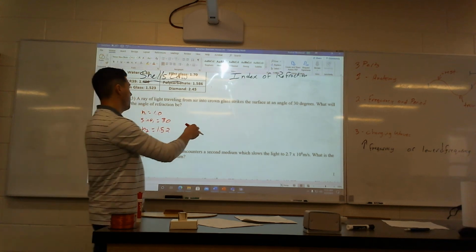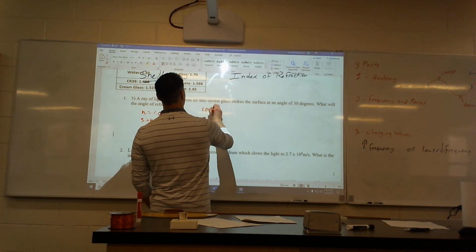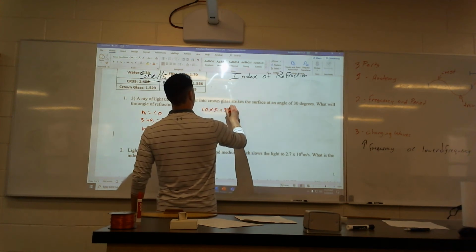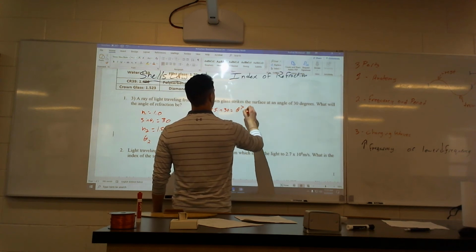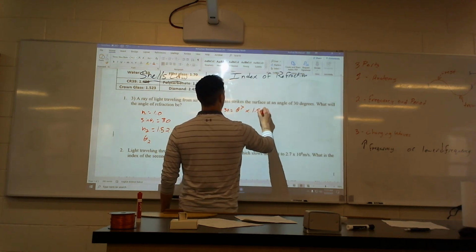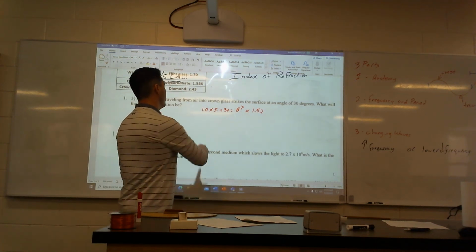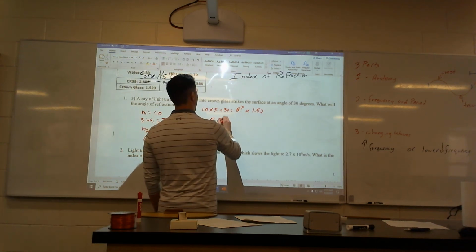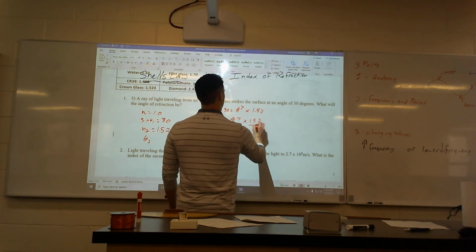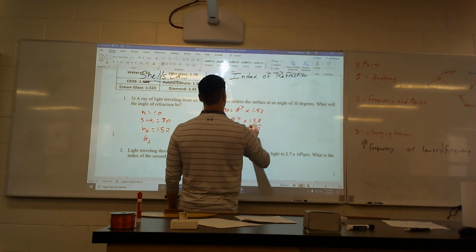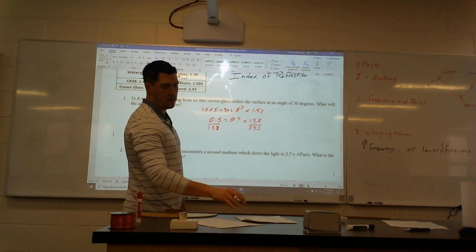So let's set this up. Again, n1 sine theta 1, I'm just going to put it in here. So I have 1.0 times sine of 30 equals, unsure what the angle is, times 1.52. All right, so let's actually figure out sine of 30 is 0.5. So 1 times 0.5 is 0.5 equals, still don't know theta, times 1.52. I divide by 1.52. Okay, and what do I get? I have the answer for this one right here.